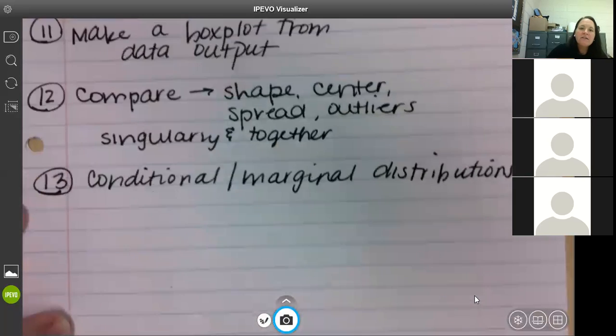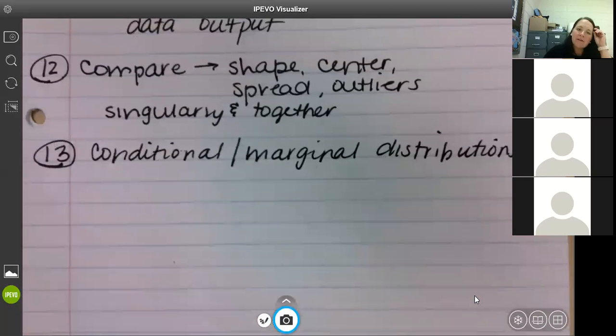Be able to calculate conditional and marginal distributions. You have 2 examples of those in your notes. Go back over those and know why you do it. You also had it in your homework.